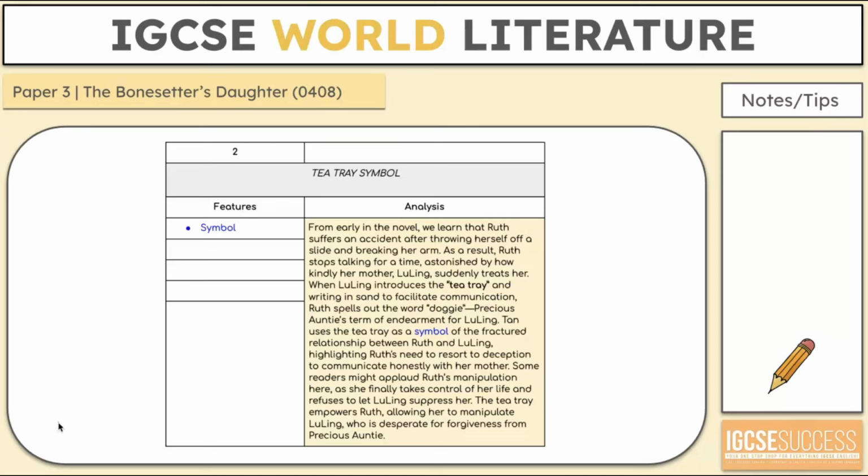Some readers might applaud Ruth's manipulation here as she finally takes control of her life and refuses to let LuLing suppress her. The tea tray empowers Ruth, allowing her to manipulate LuLing, who is desperate for forgiveness from Precious Auntie.